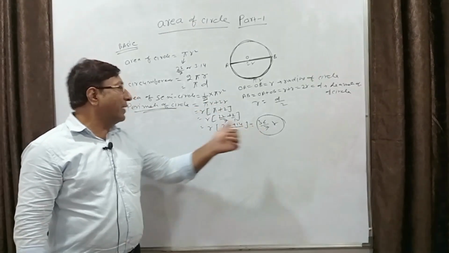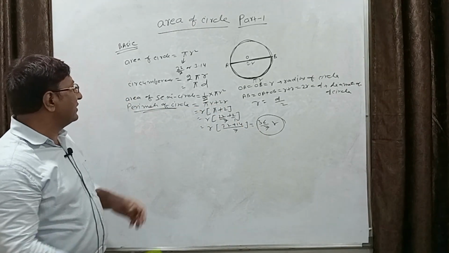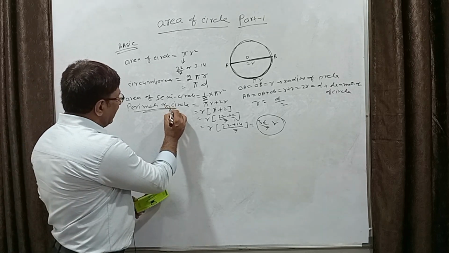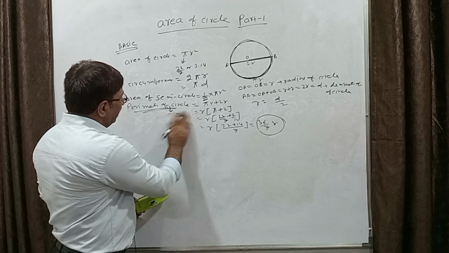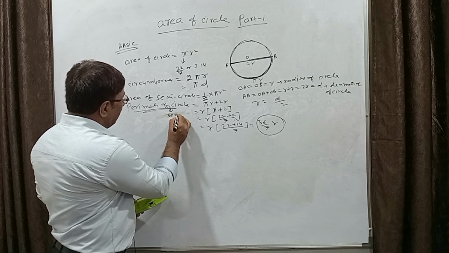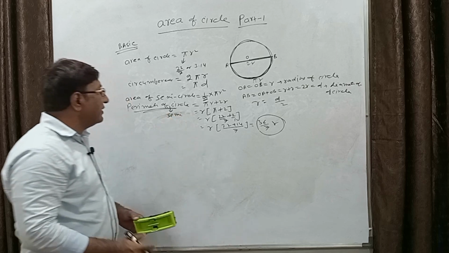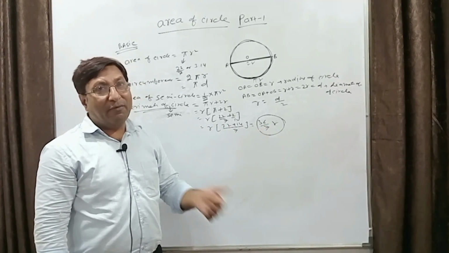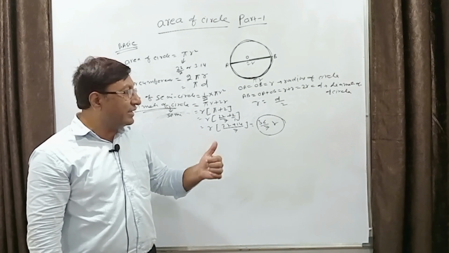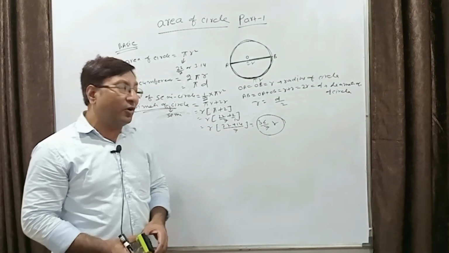Direct we can use what? Perimeter of semicircle is what? This is the perimeter of semicircle. Okay. So for semicircle you can use the direct tricky formula 36 by 7 r. So if radius is given, you can find directly. If diameter is given, first you find radius, half of diameter, then use this formula.